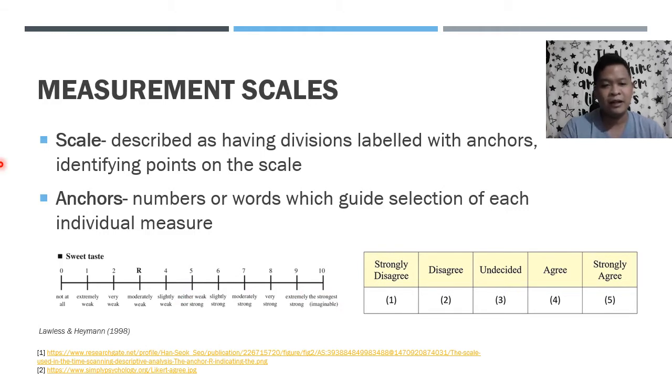Anchors, on the other hand, are those points on the scale which have the predetermined numerical or qualitative values. So for example, this scale here has 5 anchors, 1 for strongly disagree up to 5 for strongly agree, and so on.